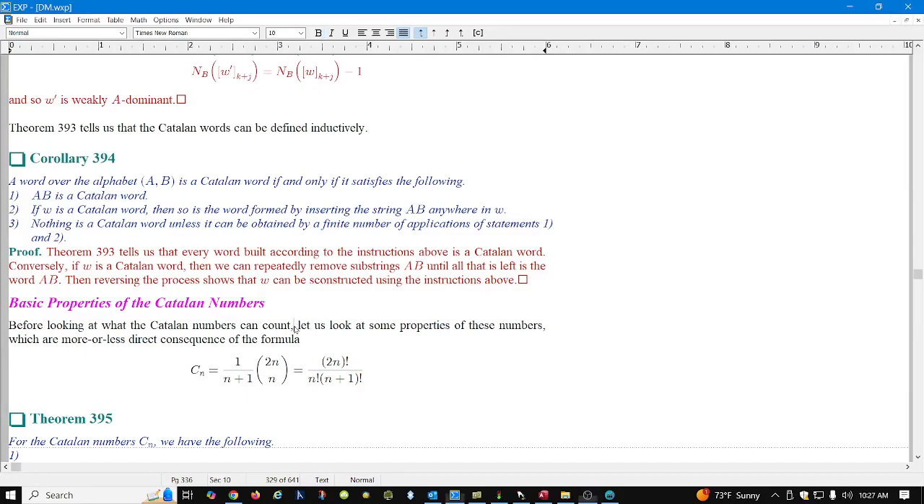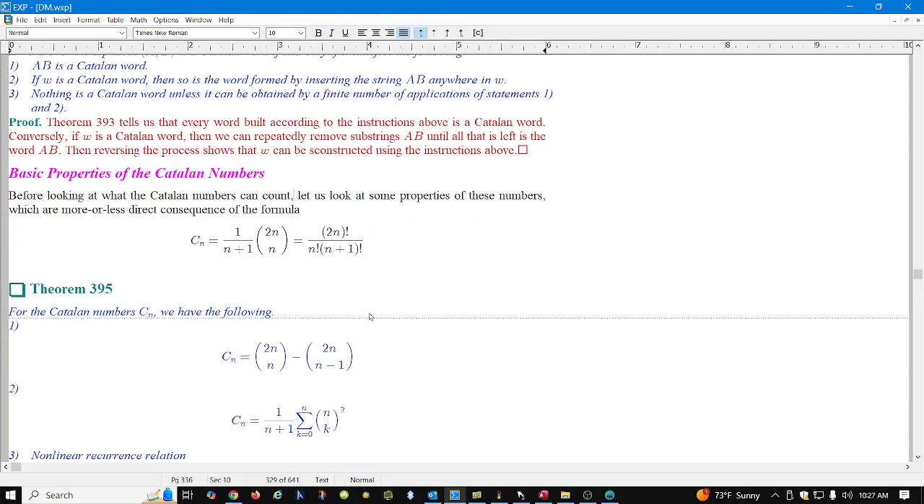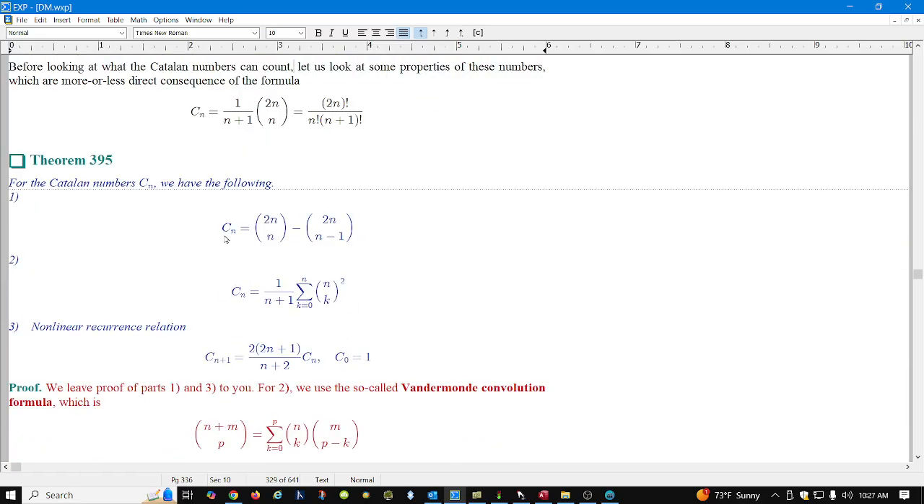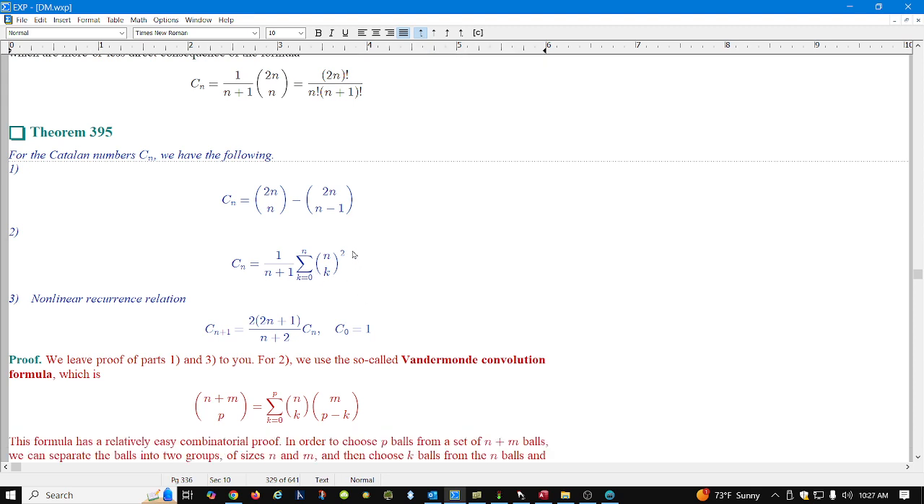Now, I've recorded a few simple properties of Catalan numbers that we may want to refer to or not. They're more or less direct consequences of the formula for the Catalan numbers. This is another way to express them, kind of like this. It's nicely symmetric in a way. 2n choose n minus 2n choose n minus 1. Catalan numbers can also be written as a sum of the squares of binomial coefficients. And here is a non-linear recurrence relation for the Catalan numbers.